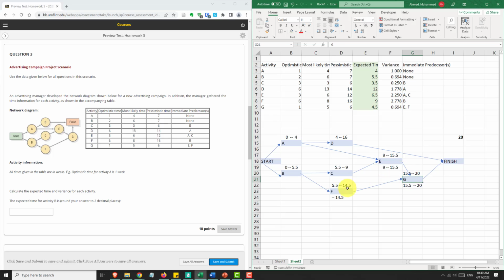Similarly, we can work back from G to F. F must finish by 15.5, otherwise it will delay the start of G. Late start of G is 15.5. So at most F can take up to 15.5. F is expected to take 9. So if you do 15.5 minus 9, you get 6.5 for F.